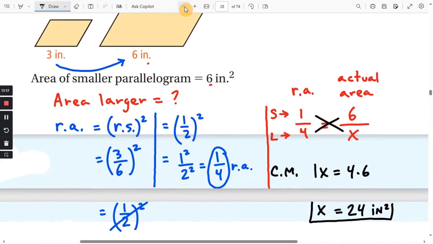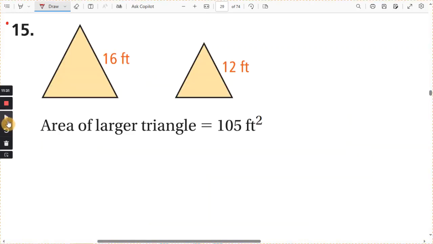All right, so basically, we found the ratio of the sides, we reduced it and squared it, and then we used that new ratio and set it equal to what we were given. All right, please pause and try number 15. Try to do the same thing. All right, they give us the area of the larger. So, of course, we want to find the area of the smaller.